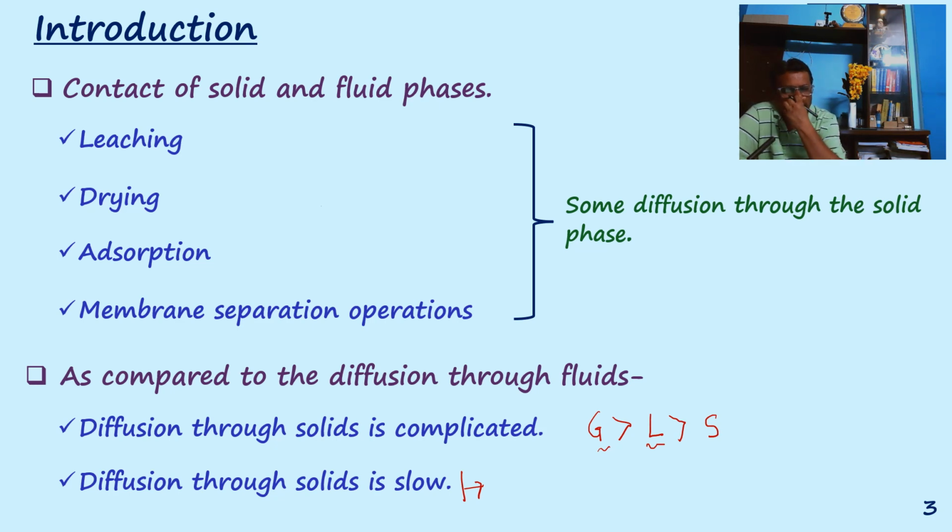Okay, so at the end of this particular slide, we have understood the importance of diffusion through solids, and then we have done a simple comparison with diffusion through fluids. So now let us discuss the categories of solid diffusion. I have already talked about it just now, but let us understand it in somewhat more detail. Okay, so categories of solid diffusion.